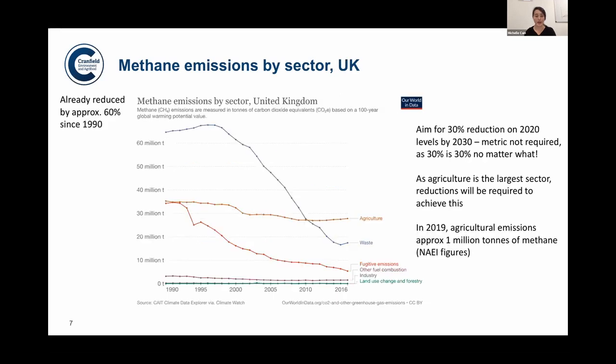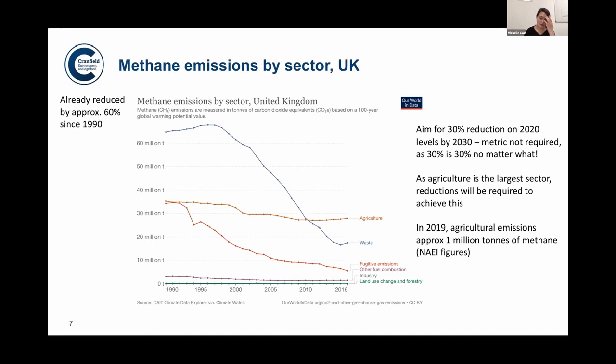If we look at the UK only, you can see there's quite a different picture actually, because in the past we had much higher waste emissions, but that's come down dramatically over the last couple of decades. So waste being landfill sites and waste management. But that means that at the present time, agriculture is the biggest single source of methane emissions in the UK, about 1 million tonnes of methane from the national inventory.